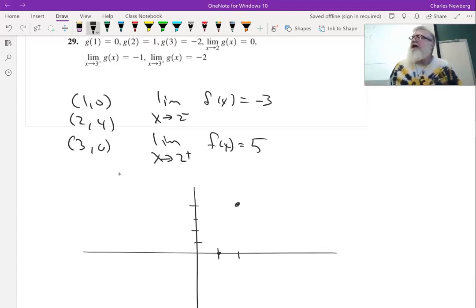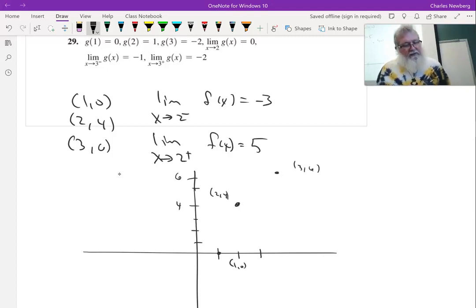We don't do a lot of hand graphing, so we don't need to go out and get graph paper. 3, 6. It's got to be about there. 5, 6. So 6, 4. And so let me just label these points again. This is 1, 0, 2, 4, and 3, 6. Okay. Now, what do we have to do again?